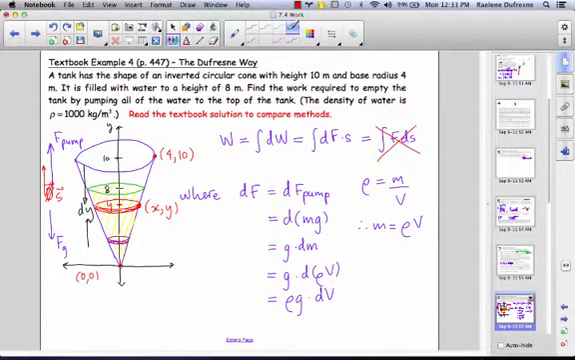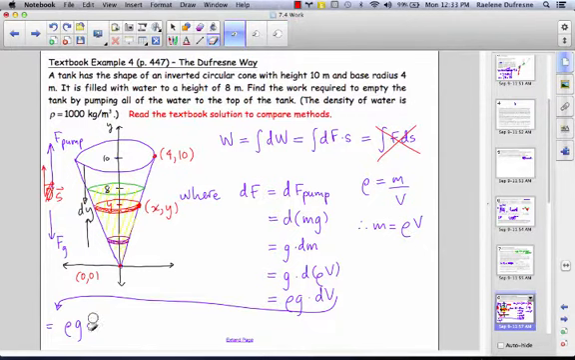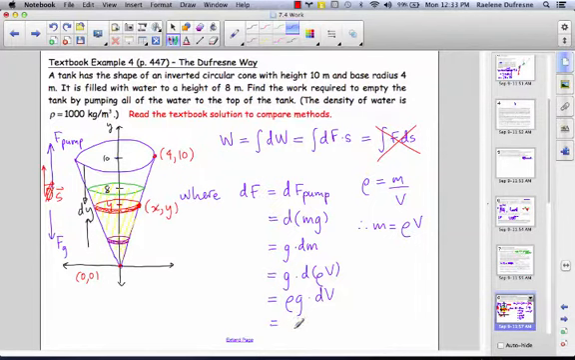So we are going to write this as rho g times a little measurable amount of area times a little bit of thickness, which is dy. I don't like putting it there. I'm going to make it tidier on the next page. So this is rho g area times dy.